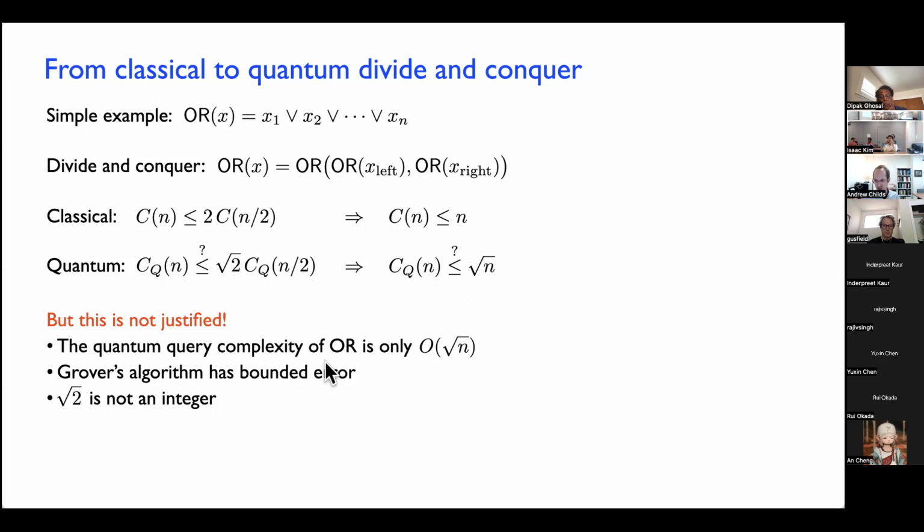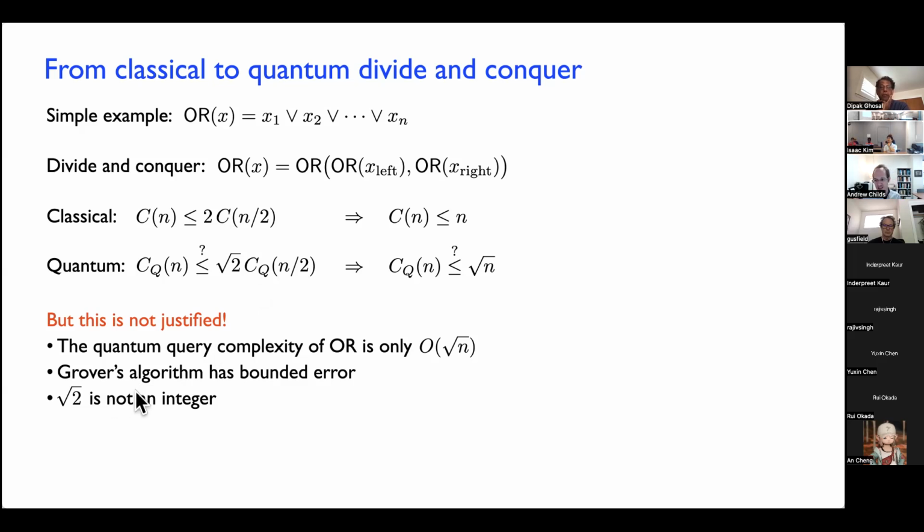Also, when you do this, you compute the OR with bounded error. So you would have to worry about the growth of that error when you apply this recursion. That's another problem. And also, the interpretation of this was the number of subproblems you had to solve. But the square root of 2 is not an integer. So what could the interpretation of this possibly be? There's no such thing as solving square root of 2 subproblems. So it seems a little bit crazy.